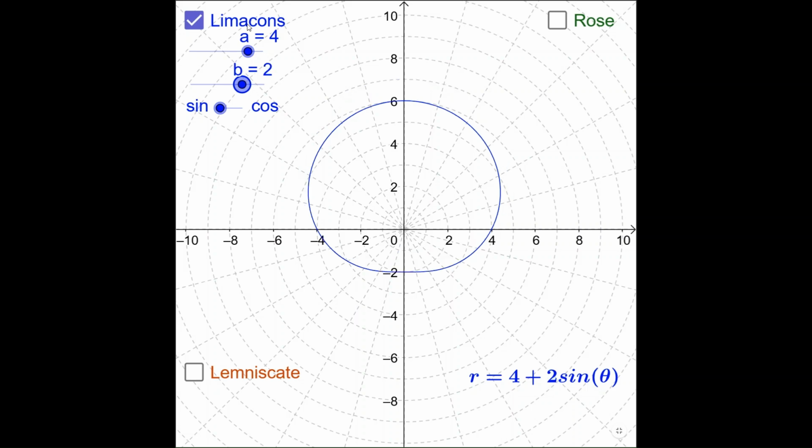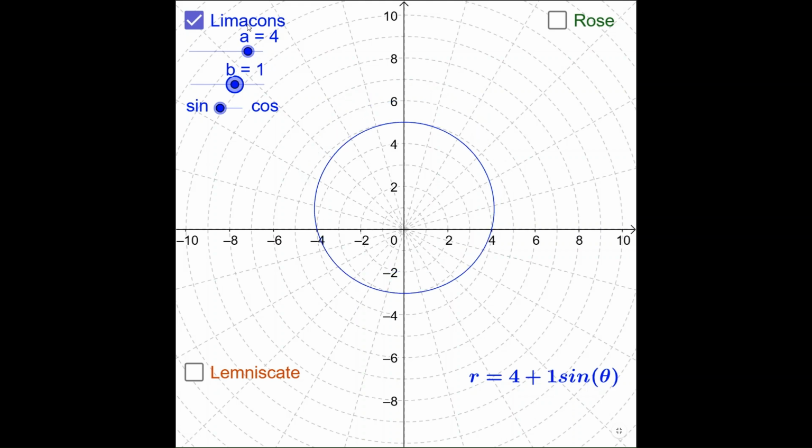As the values get further and further apart, so if we have r equals 4 plus 2 sine theta, we see less of a dimple and more of it kind of flattens out. And as they get further away, again, we're going to see it looking more and more like a circle. In fact, if the b value is 0, so if you have r equals 4 plus 0 sine of theta, that's actually just r equals 4, right? The 0 sine of theta just goes away. It's a 0. And r equals 4 is a circle of radius 4.